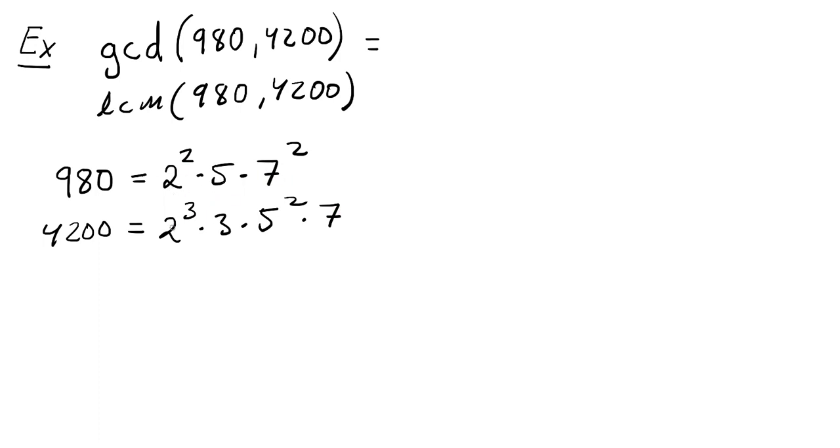We can pick out 2 2s, because you can take 2 2s from that and 2 2s from that. You can't take 3 2s because you only have 2 here. We can't take 3 because 3 is only part of one of them. We can take 1 5, since we have 1 5 in 980. We have 2 here, but that doesn't matter. And we can take out the 7, since we have the 7 in both, but not 2 7s in both. So what number is that? That's 4 times 35, so 140.